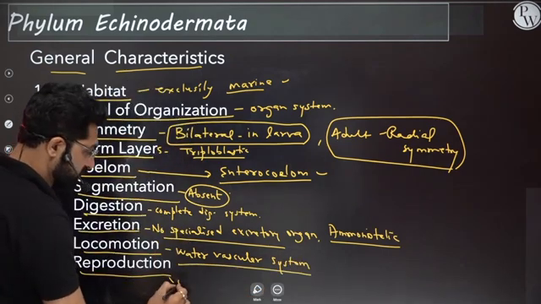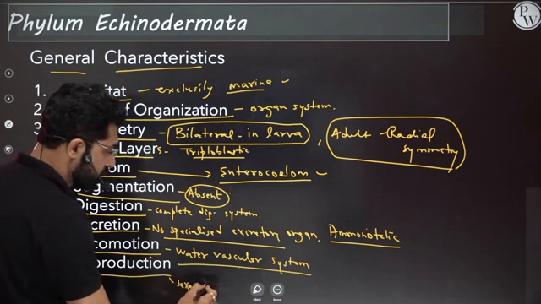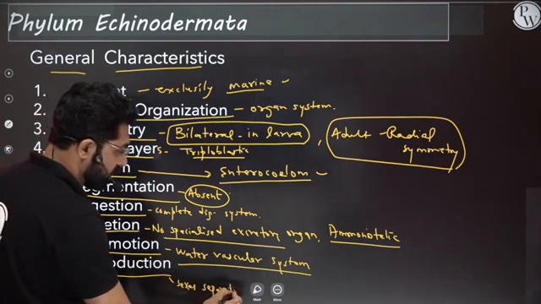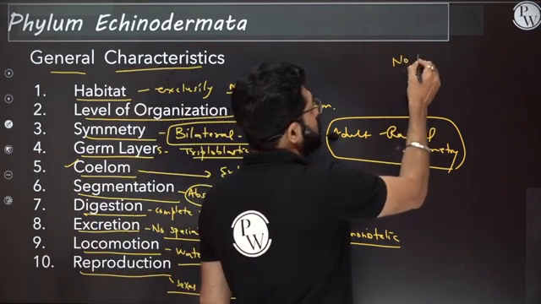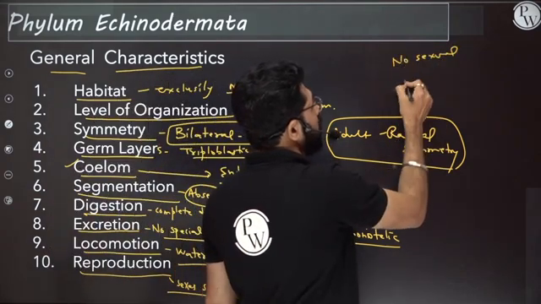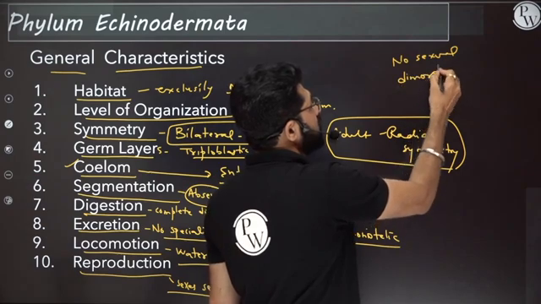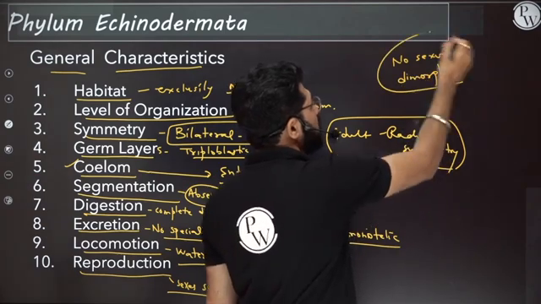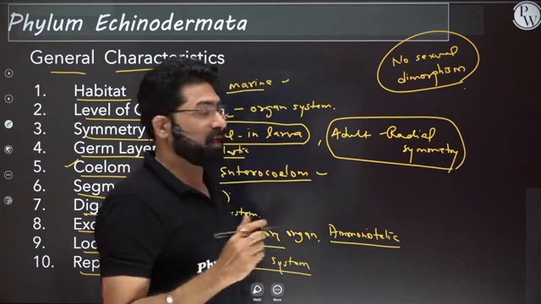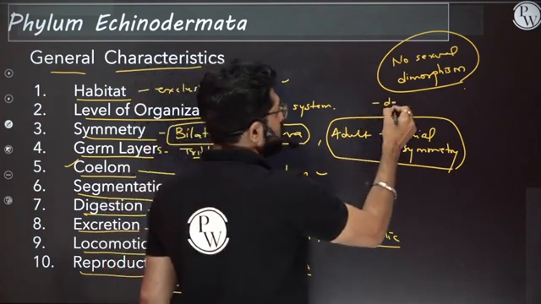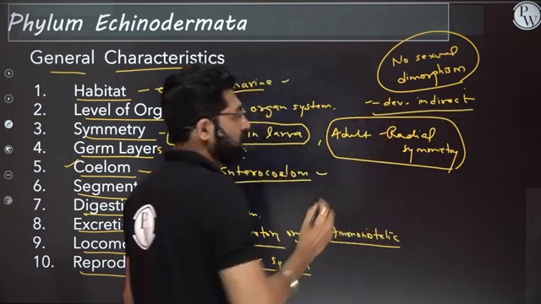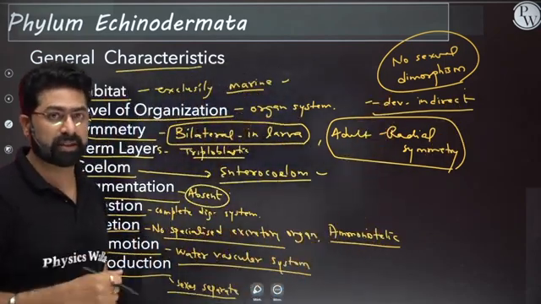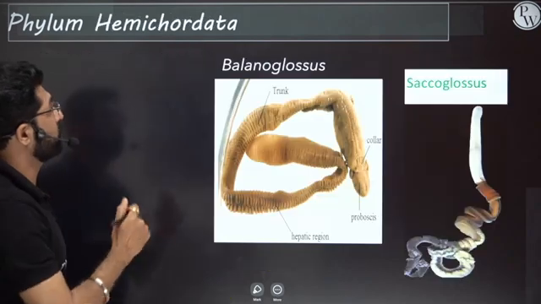Reproduction. Sexes are separate, but there is no sexual dimorphism. That means you can't differentiate between male and female. Okay. And development is what? Indirect. Development is indirect here. Please remember these few key points. Okay. Let's start with the next phylum now.